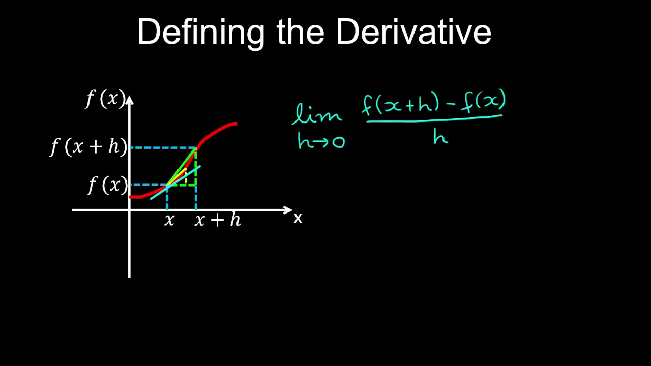Okay, so this slope of the tangent line is the derivative, which is denoted f dash of x, provided that this limit exists. So other notations you may see for the derivative are dy dx, y dash of x, and so on.